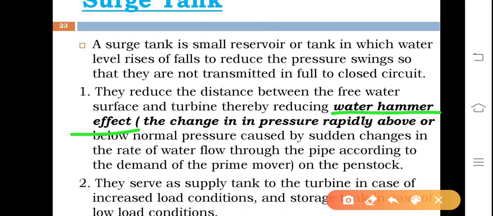The change in pressure rapidly above or below the normal pressure, caused by sudden changes in the rate of water flow through the pipe according to the demand of the prime mover on the penstock, is the phenomenon of water hammer. When water is flowing through the pipe or penstock, to and fro movement will be there, which creates vibrations. These vibrations in turn make noise, that is known as knocking. We have already studied that in detail under the water hammer chapter. We need not go into it; I am just recalling the meaning and phenomenon of water hammer.